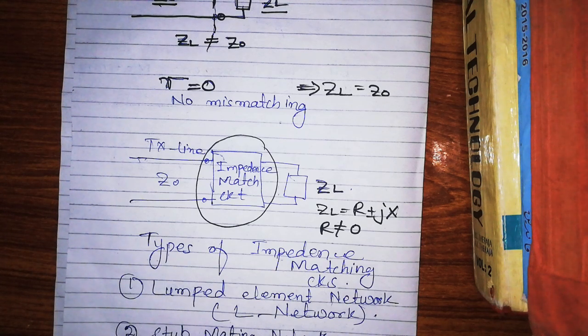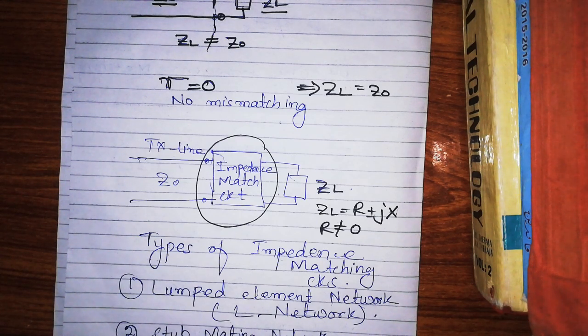Remember one thing, all these matching circuits give you a reflection coefficient value 0, meaning perfect matching, at only one particular frequency. It cannot give you reflection coefficient value 0 at all frequencies, just one frequency. That's why the term bandwidth comes in here, and we will define how to measure the bandwidth.